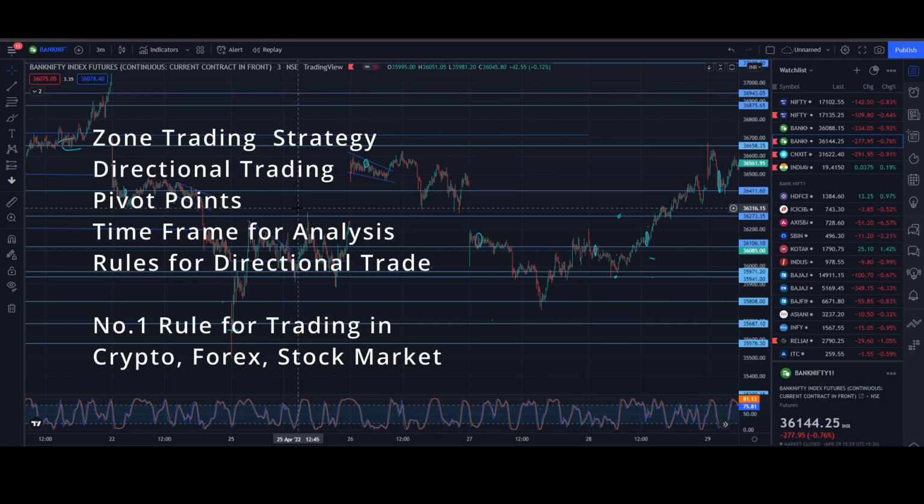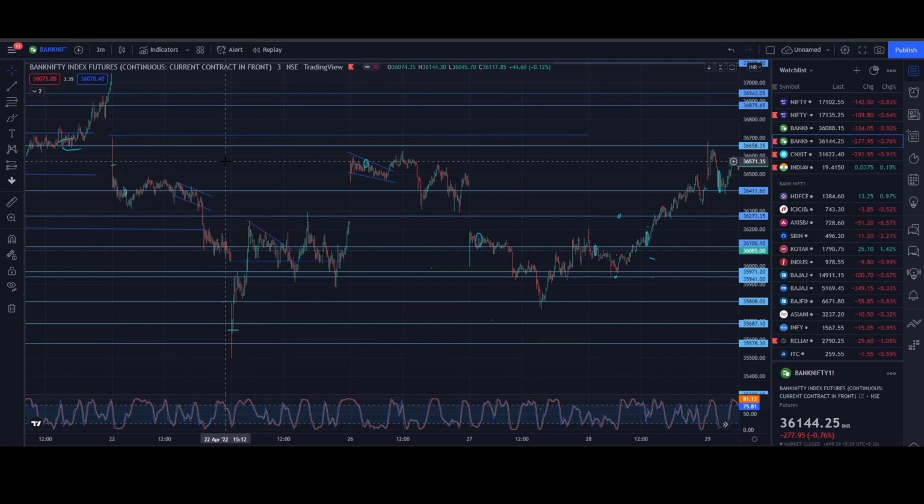It will also make you understand what exactly you should have done. We will talk about zone trading, we will talk about directional trading, we will talk about what the important pivot points are, what the important rules are, what time frame you should have chosen for the analysis, what the important rules are while you take a directional trade, or what is the number one rule which you have to follow while taking a trade in any asset form. Even though you take a trade in crypto, forex, or stock, anything it would be.